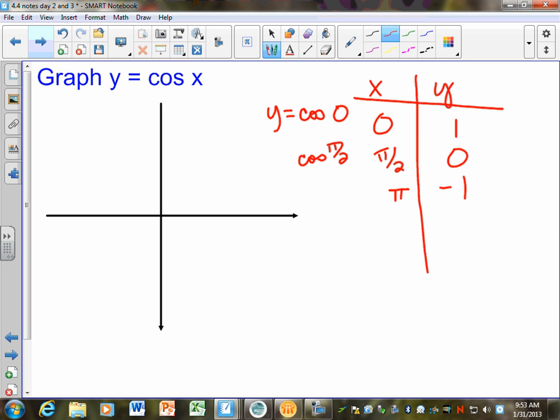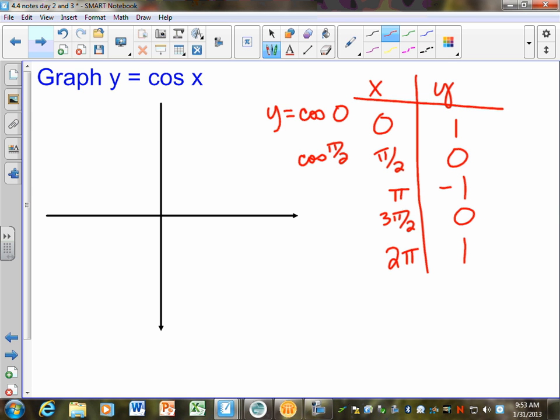What do you think my next point is I'm going to pick? 3 pi halves. And when I go down to 3 pi halves, what happens to my x-coordinate? It's back to 0. And I'm going to go all the way around the circle and end at 2 pi. And what's going to happen here? Back to 1. Once you get back to 1, that means you've completed that one entire period, and we're going to talk about that again. But that means I've went all the way around the circle.